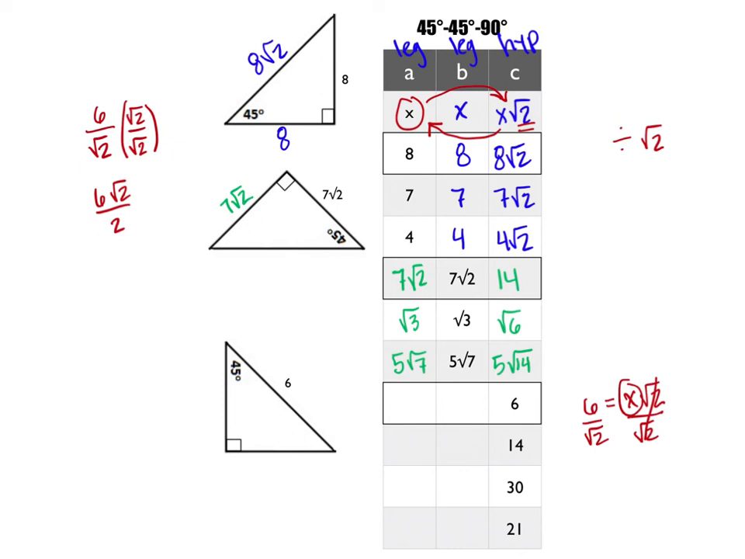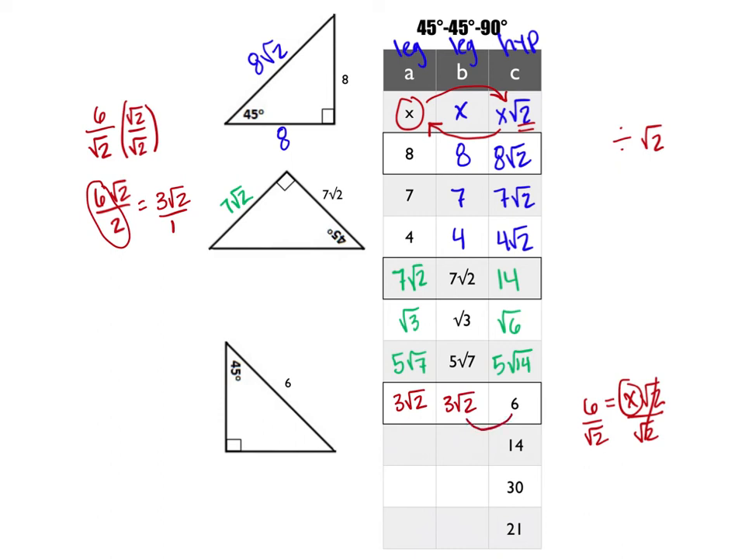And then whatever we do to the bottom, we have to also do to the top. So we need to multiply the 6 times the square root of 2 also. And we just write that 6 root 2. We can reduce the 6 on top and the 2 on the bottom to 3 over 1, which we don't need to write the over 1. But that would give us 3 root 2 for our short leg. And then our other short leg is exactly the same.